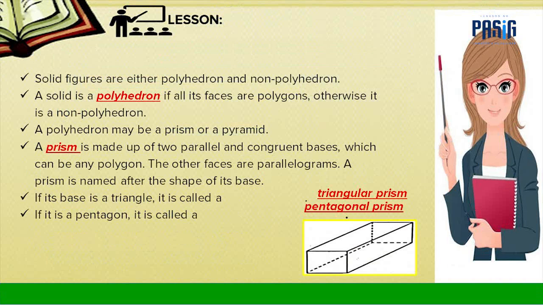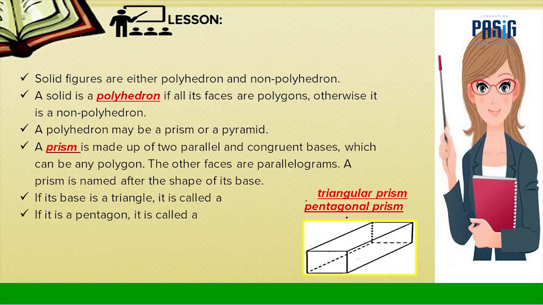Okay. Solid figures are either polyhedron or non-polyhedron. A solid is a polyhedron if all its faces are polygons, otherwise it is a non-polyhedron. Polyhedron may be a prism or a pyramid. A prism is made up of 2 parallel and congruent bases, which can be any polygon. The other faces are parallelograms.